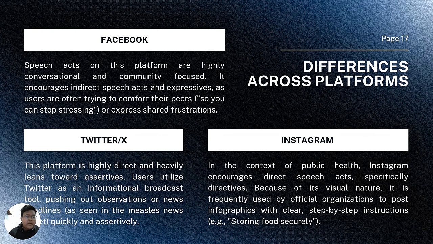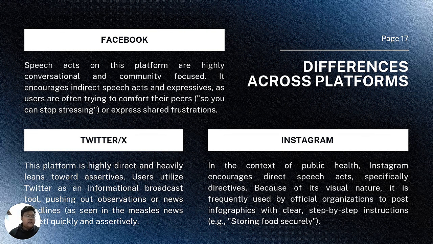That is Facebook. And then there is Twitter. This platform is highly direct and heavily leans toward assertiveness. The users utilize Twitter as an informational broadcast tool, pushing out observations or news headlines, as seen in the measles news tweets, quickly and assertively. What is meant by this is that Twitter, or X, has become a tool for broadcasting the headlines of the news.